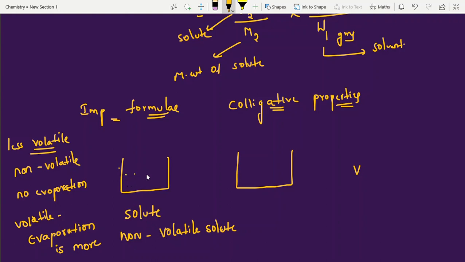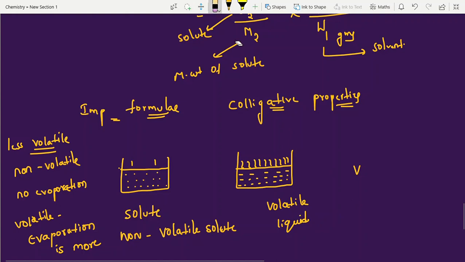That's it. Now come back to this one. Okay, solute I am taking like this, student. I have observed here, volatility is very less. Non-volatile solute, no? Now what am I taking here? It is a volatile liquid. Volatility more means evaporation is more, vapor pressure is more. This is vapor pressure. In vapor state, pressure, vapor pressure, right? So here also vapor pressure is more. This is a volatile liquid. Now I am going to add these two.